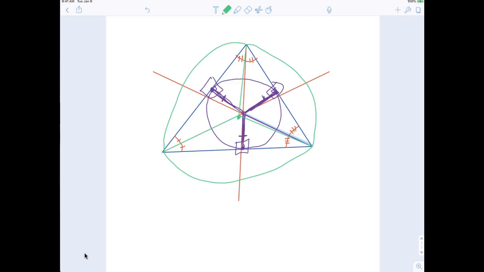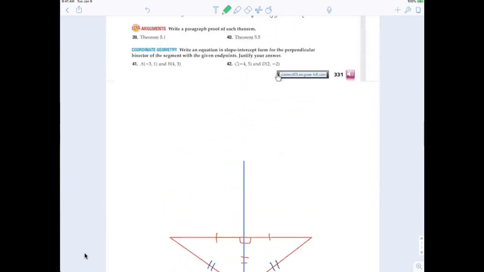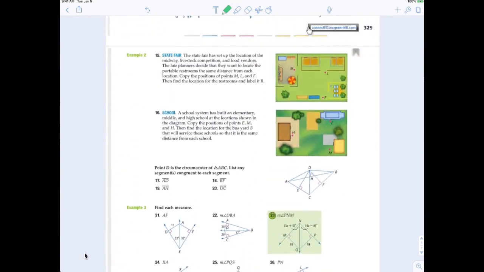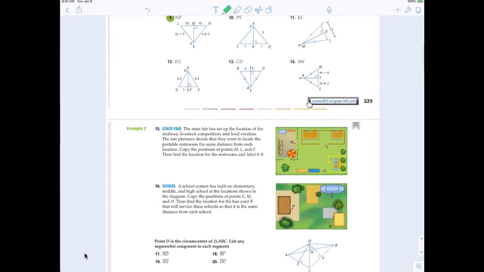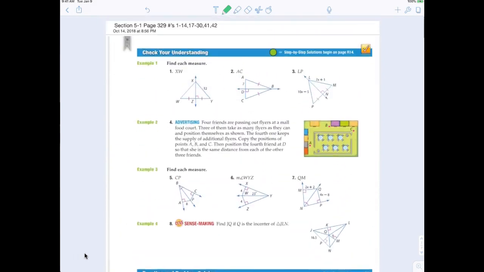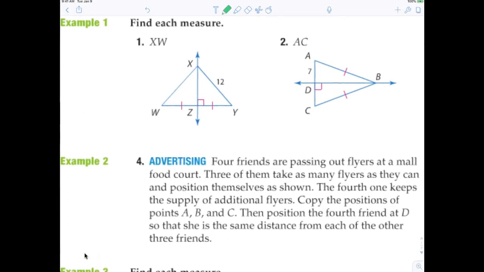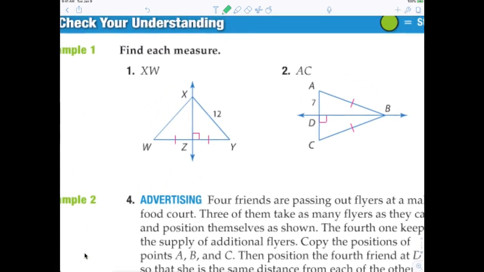But now, what I want to do is flip over to the actual questions. Here we go. Just to show you again how simple it is, let's now look at the questions. Look right here.